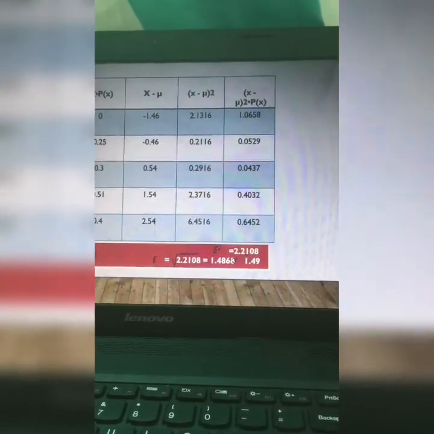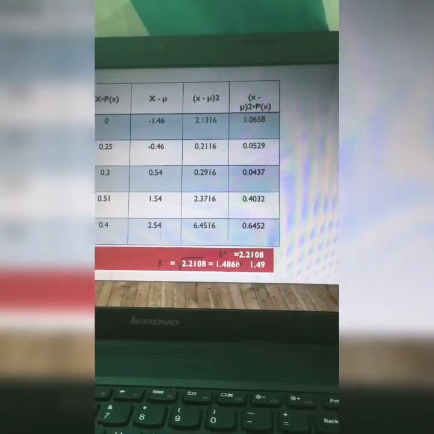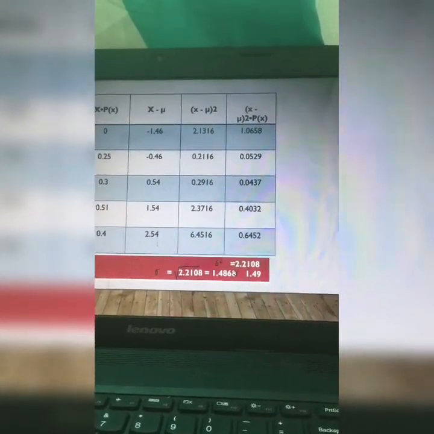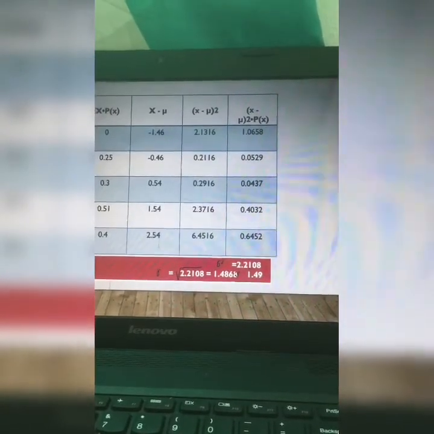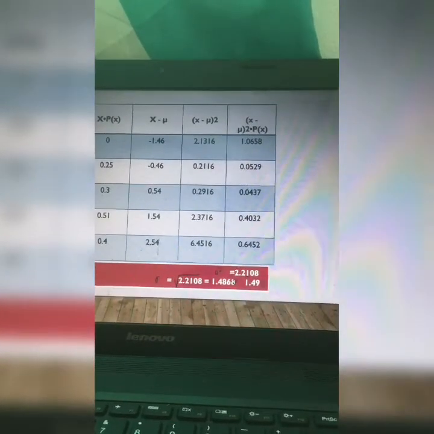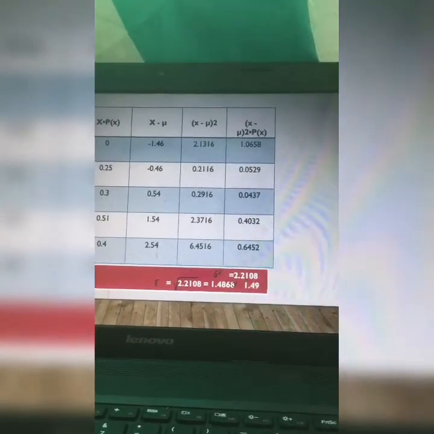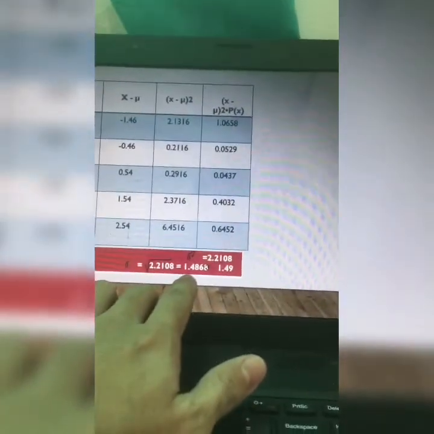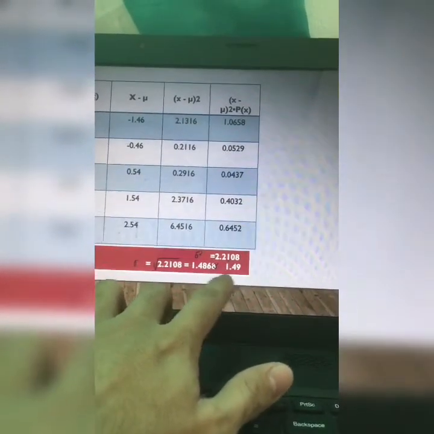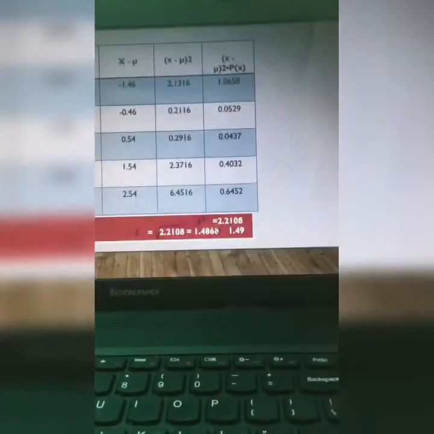And now, to get our standard deviation, which is 1.49, we only have to take the square root of our variance, which is 2.2108. If we take the square root of 2.2108, we will get 1.4868. But how come our final answer is 1.49? Look at this, we only have to round up our 1.4868 into 1.49. It's that easy.